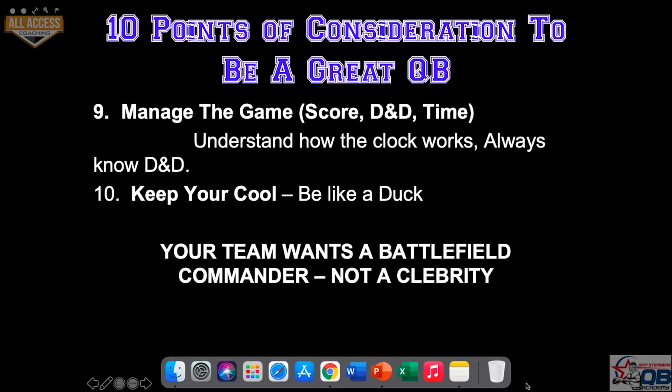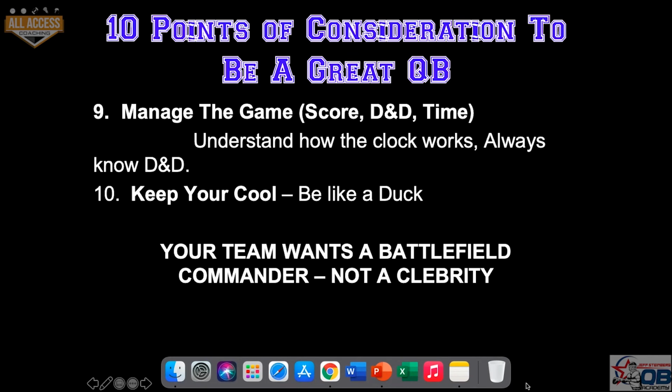The next point, number 9, very important for your quarterbacks to understand how to manage the game. Part of managing the game is always understanding what's the score, what's the down and distance, and how much time is left on the clock. So quarterbacks have to understand, how does the clock work? When does the clock stop? When does it keep running?